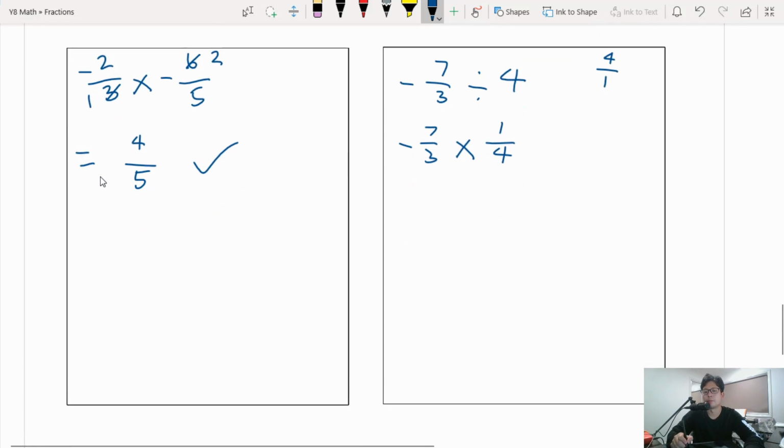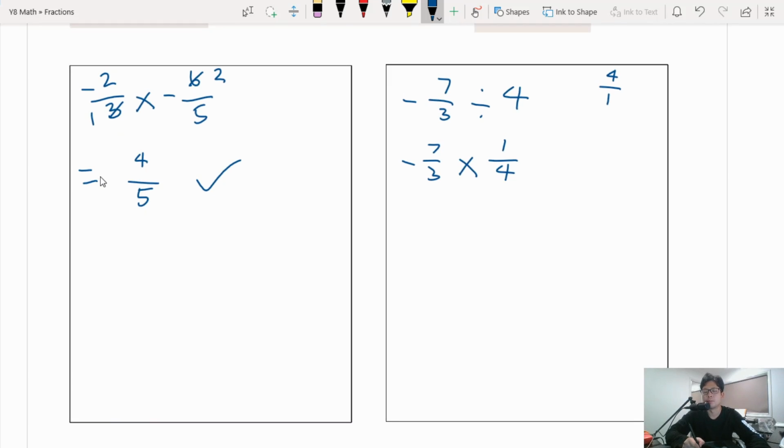There's nothing we can simplify or cancel at this point, so we'll just move on to multiplying it. So negative 7 times 1 gives us negative 7. Negative 3 times 4 gives us 12. We'll pop the negative sign in front, and our final answer will be negative 7 over 12. Give yourself a tick if you got that correct as well.